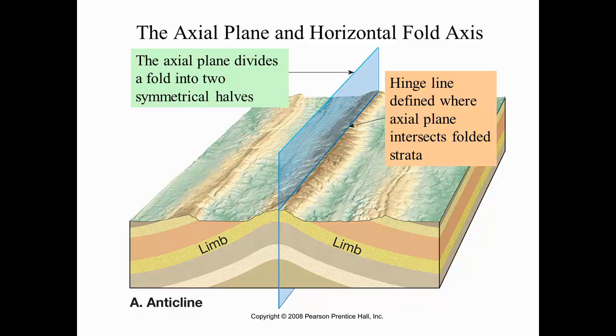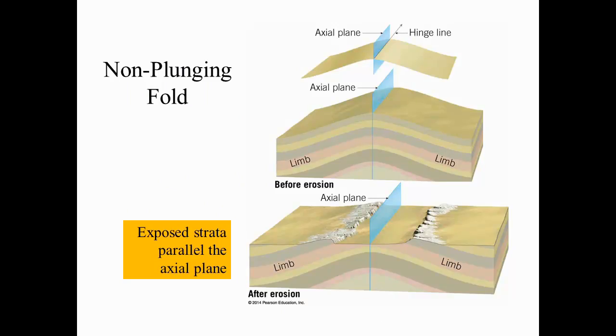And obviously we're looking at an anticlinal structure where the limbs dip away from the hinge line or fold axis. The hinge line and fold axis are synonymous, so sometimes you'll get the term fold axis, other times hinge line, but those two terms mean the same thing. Now, a non-plunging fold is when the hinge line is horizontal.